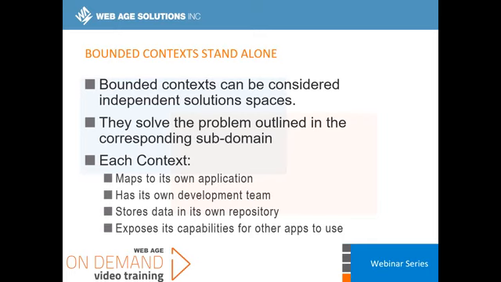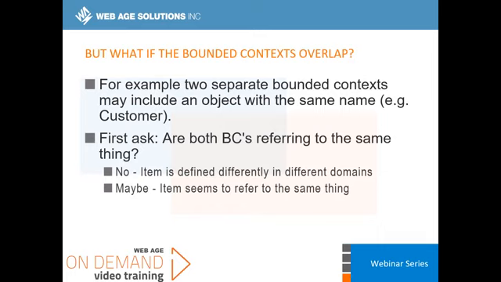The relationship between the subdomain and the bounded context is that the problem is described in the subdomain, and the bounded context describes the solution. But life is never that simple. There are issues of what if they overlap? We've mentioned this already one time.